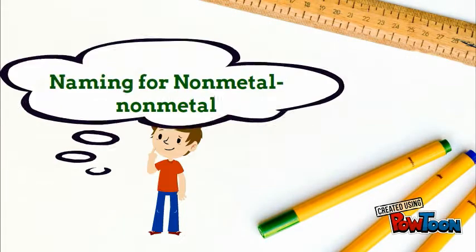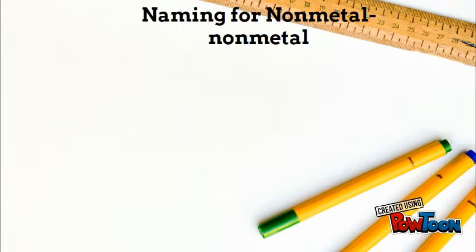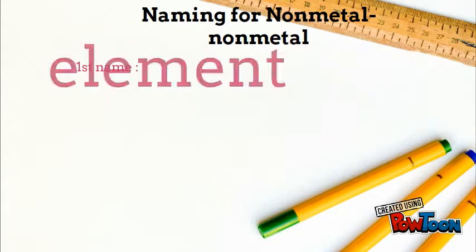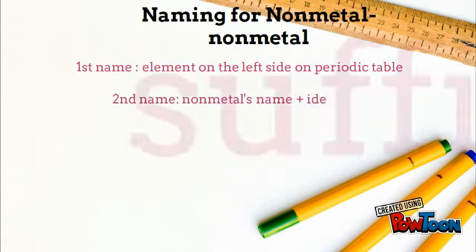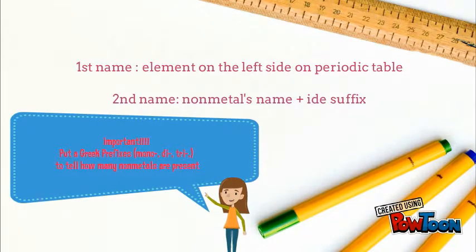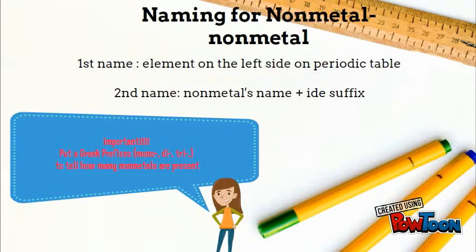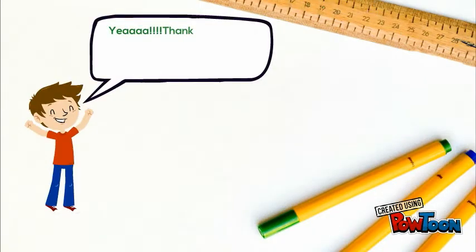But how about the name of nonmetal and nonmetal? For this one, the first name must be the element located on the left side of the periodic table, then continue with the second name with the -ide suffix. Don't forget to put Greek prefixes to tell how many nonmetals are present. You can see the example of P2O5, named diphosphorus pentoxide, and CO, carbon monoxide.